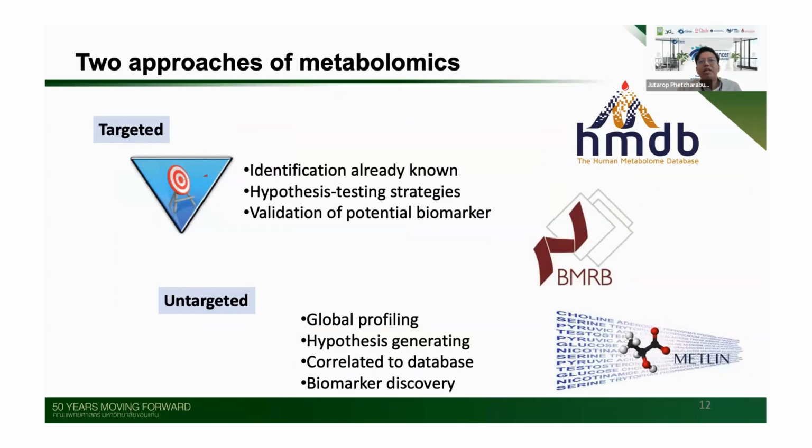For untargeted metabolomics, this is when we perform global profiling. That means we have no idea which metabolites would be the key players in our study. So we have actually no clue, so we start from scratch. And it is hypothesis generating. So when we perform untargeted metabolomics, the data obtained from this study would open up new hypotheses, which we might or might not know at the beginning. Sometimes it would help us open new hypotheses leading to newer research questions in the field. And it is correlated with a database, and it is used for biomarker discovery.